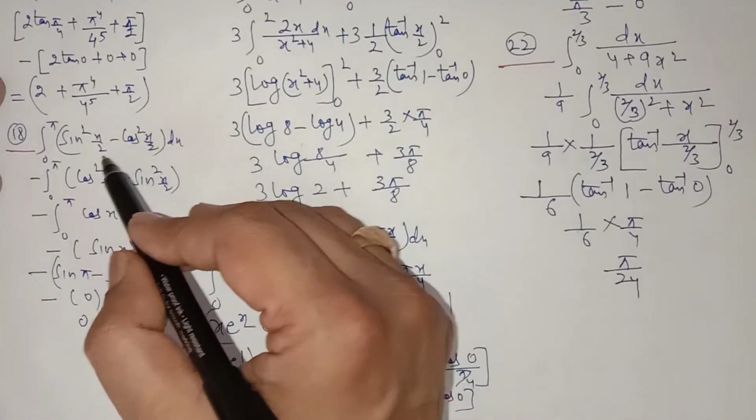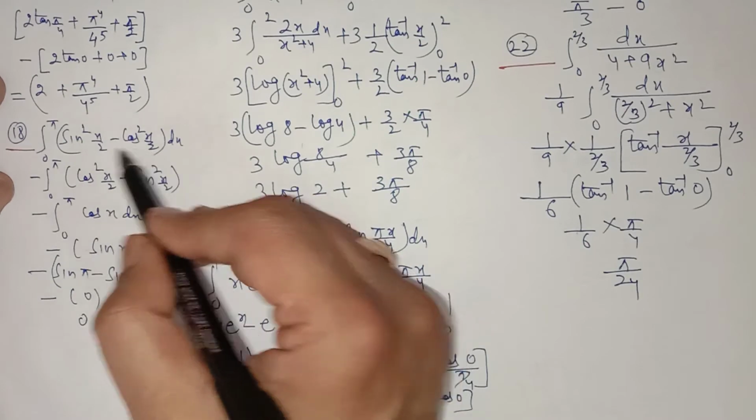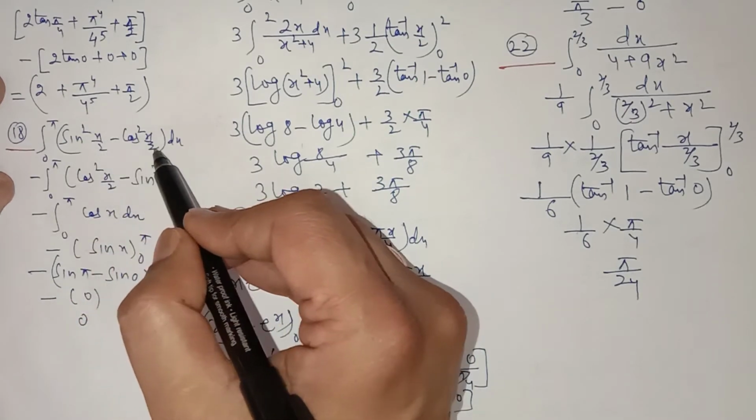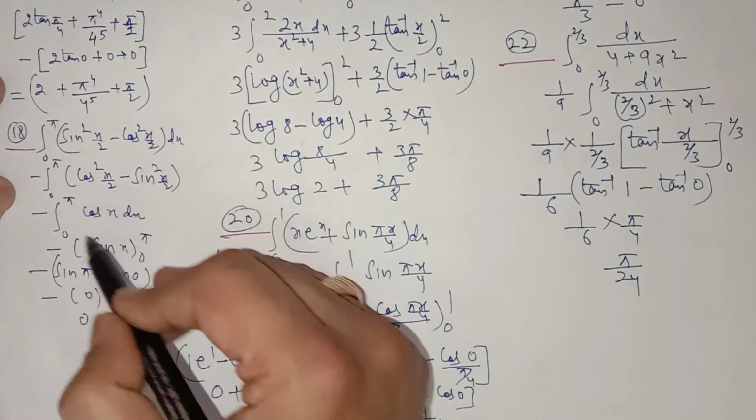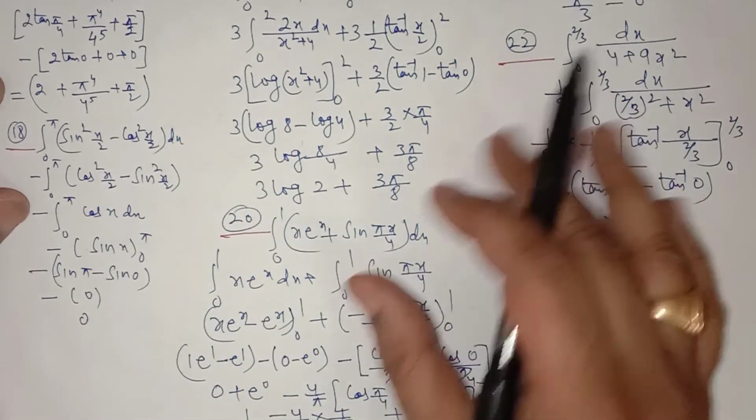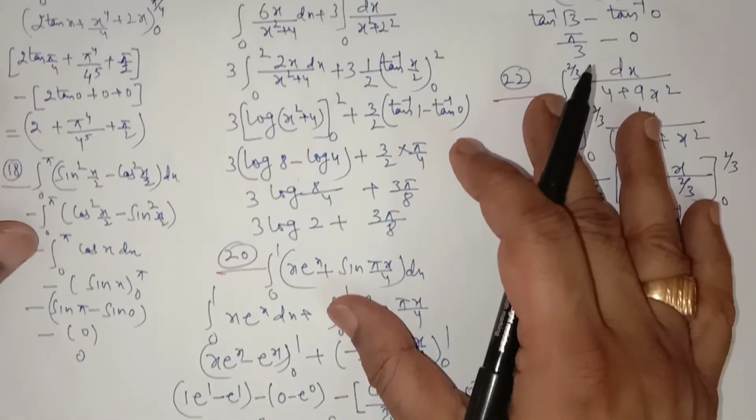In question number 18, you will see the terms very carefully. If we take minus common, it will be cos square x by 2 minus sin square x by 2, which is the formula of cos x, and you can easily integrate the cos x, which is equal to sin x, then upper limit minus lower limit.